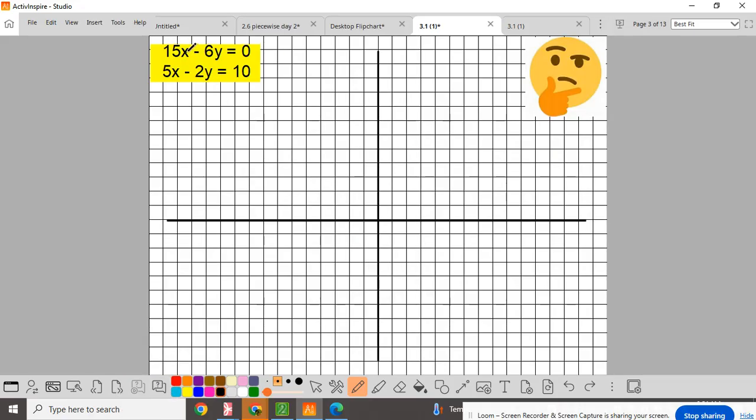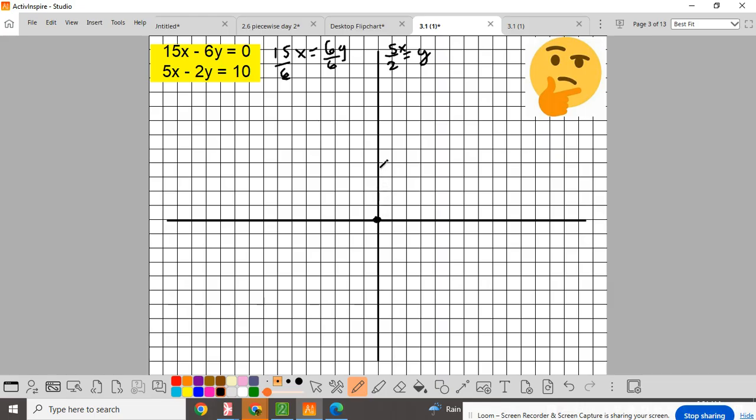So let's graph this: 15x minus 6y equals 0, and 5x minus 2y is equal to 10. There are so many ways to graph this one, but what I would do is solve for y here. 15x is equal to 6y, divided by 6. These are divisible by 3, so 5 over 2 x equals y. So it starts at the origin.